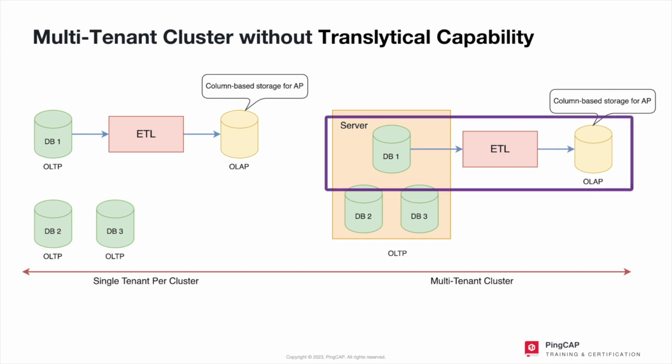Let's look at the right-hand side of the diagram. If we move to a multi-tenant database that doesn't include translytical capabilities, we must set up a similar environment. The main problem with this approach is that we don't have one environment that can handle both OLTP and OLAP.